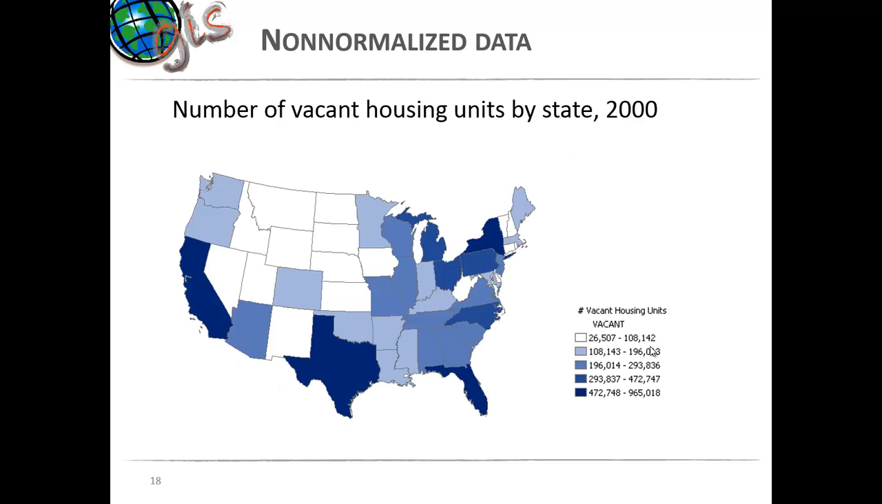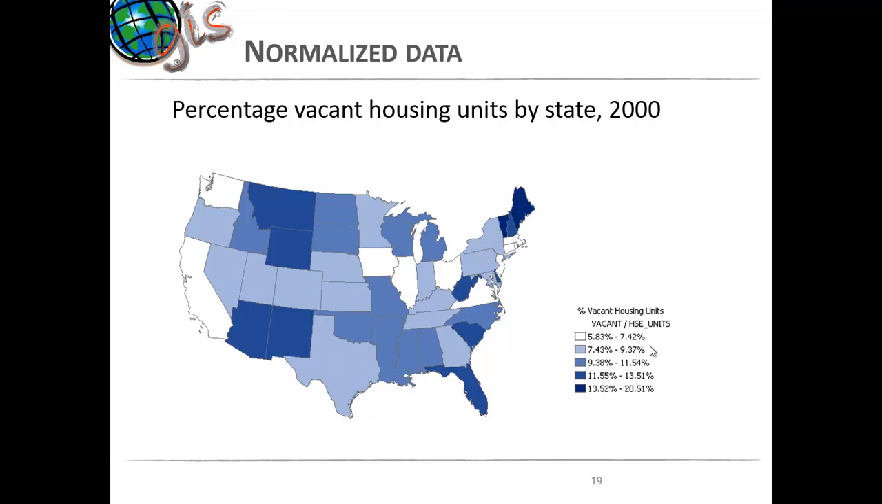So let's look at a non-normalized data example where you are actually showing the number of vacant housing units by state in 2000. And this actually says that there are way too many vacant units in New York and California and Texas and Florida, but in reality, if you do a percentage, that's not the case, because there are a lot more housing units.